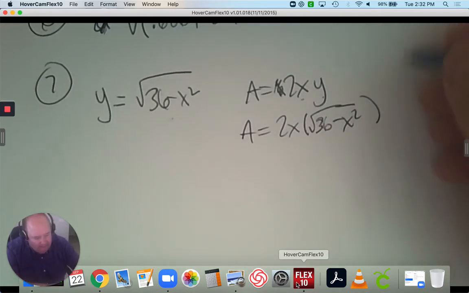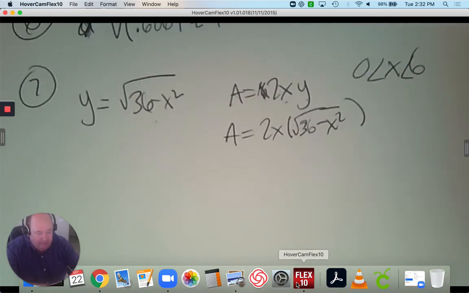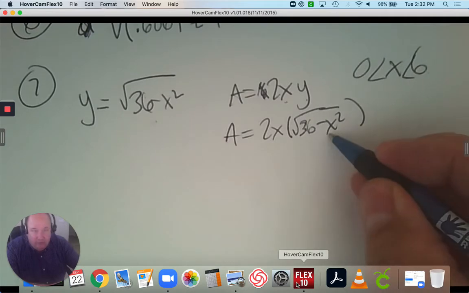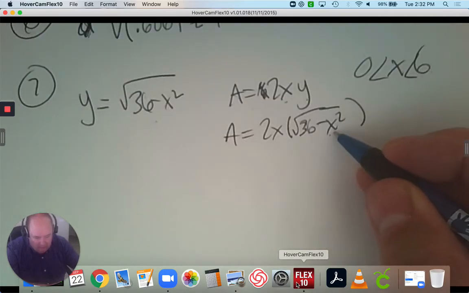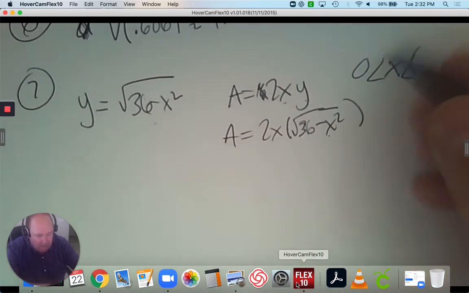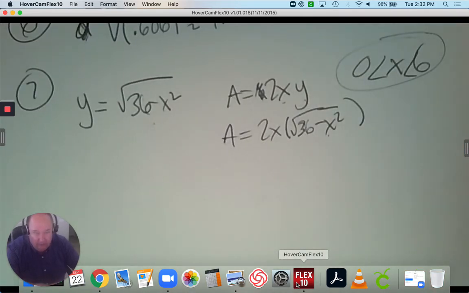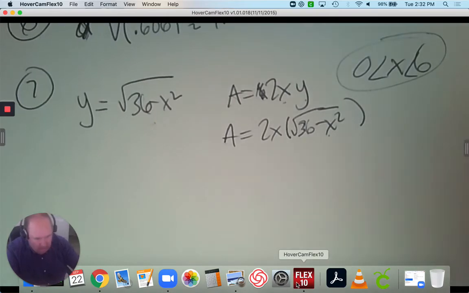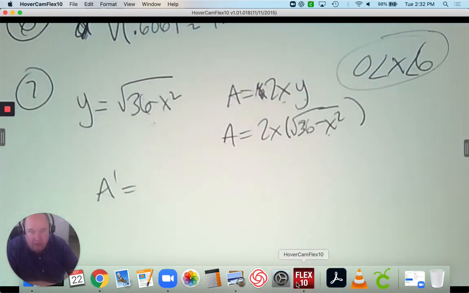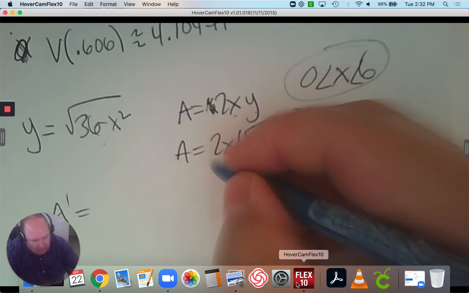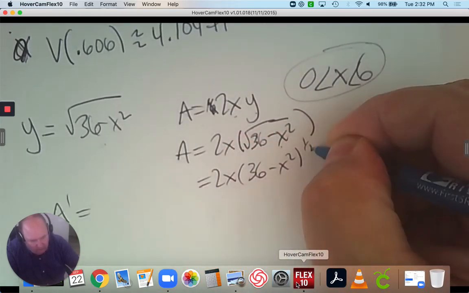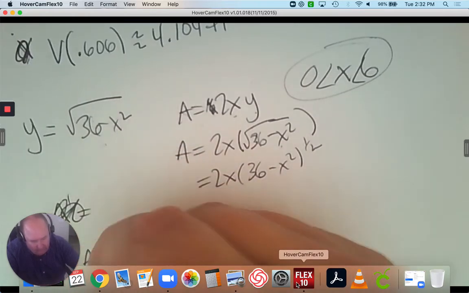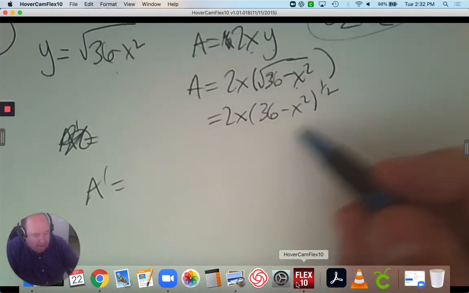Recognize that x has to be between 0 and 6. If x is 6, 6 squared is 36, so 36 take away 36, you'd have no rectangle. So it has to be between 0 and 6, just to know the domain restriction. All right, so I want to do the product rule. First of all, write this as 2x times the quantity 36 minus x squared to the 1/2. That's what I'm going to take the derivative of.